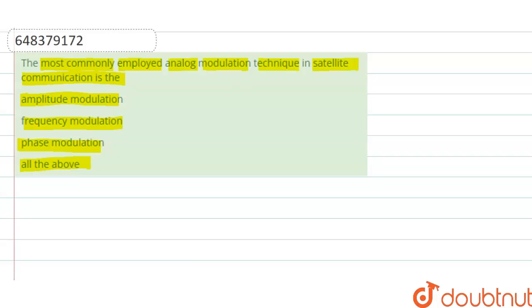So here we are given that when we are talking about satellite communication, we are transmitting information from one point to some other point with the help of the satellite. Then the most commonly used analog modulation technique, meaning which type of modulation we preferably use, is what we have been asked here. Options are amplitude, frequency and phase modulation. We have to check these options one by one.